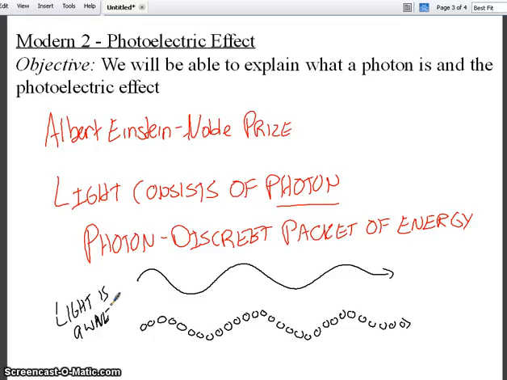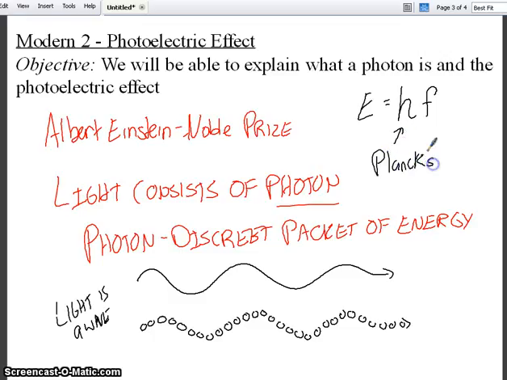Before this, no one would ever have thought light comes in these tiny little amounts. We always thought it was just continuous, just one beam of light that keeps on going. But now we realize that it comes in these little packets, which is pretty cool. The amount of energy in a little packet is going to be defined as Planck's constant times f. And this value of h, like I said, is Planck's constant.